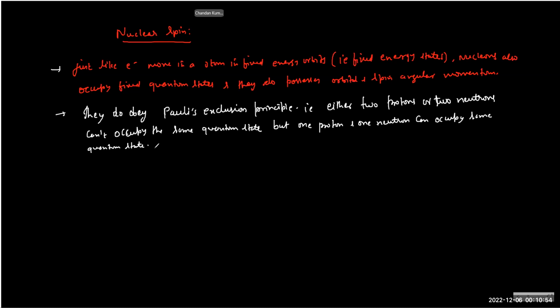So can occupy same quantum state, that is nature favors pair. So nature favors pairing. It is clear? So pairing of what? Nature favors pairing of 1 proton with 1 neutron. Okay. Nature favors pairing with 1 proton and 1 neutron. Understood?